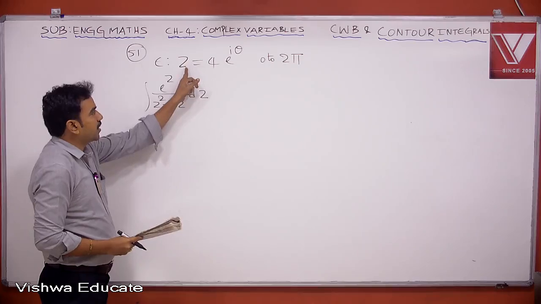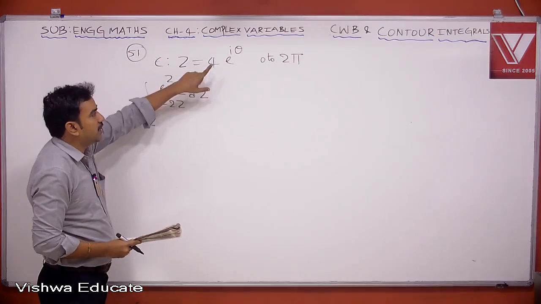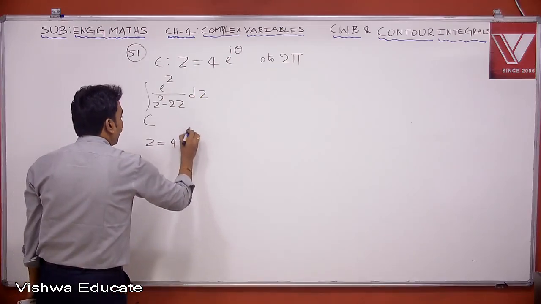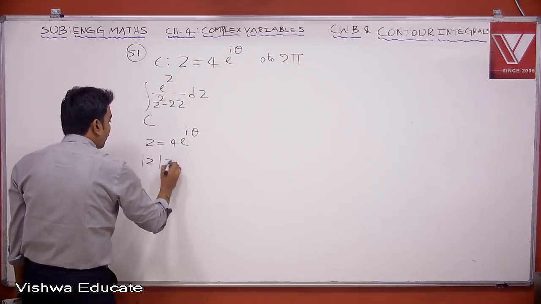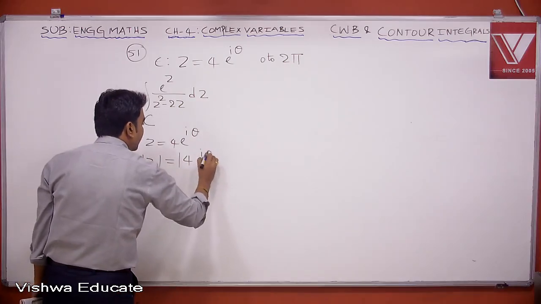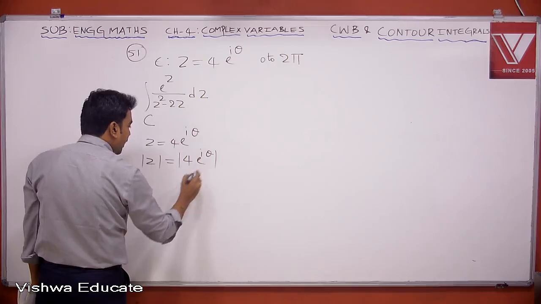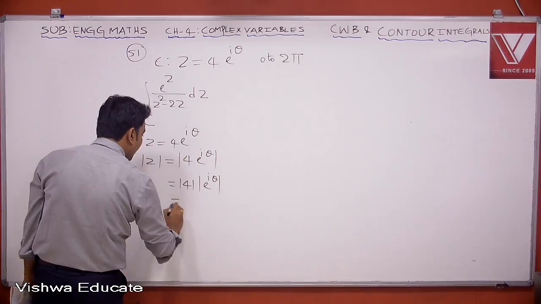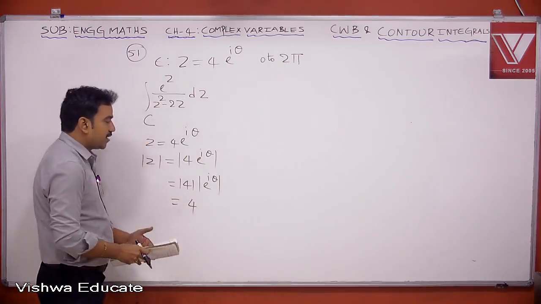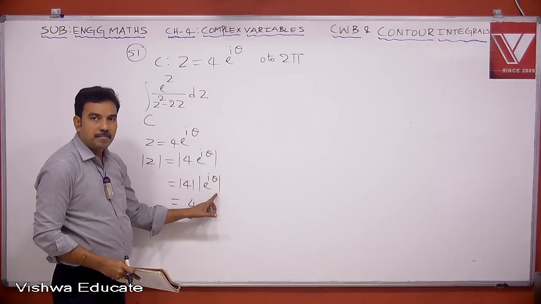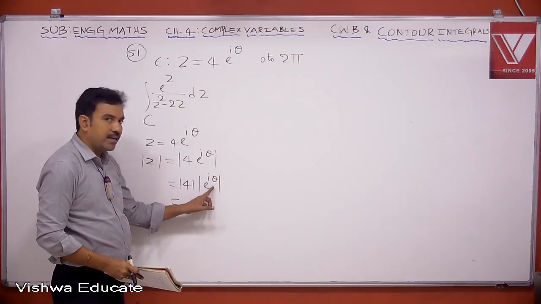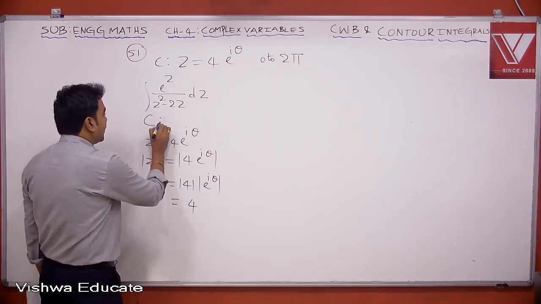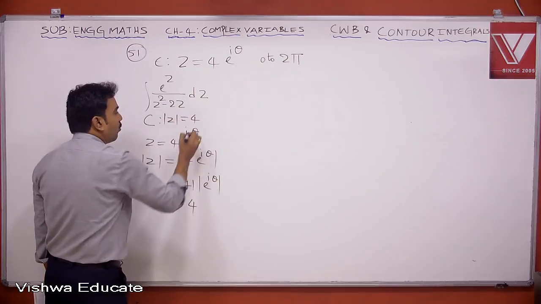Here C is a circle defined by z equal to 4 times e power i theta. So mod z equals the modulus of 4 times e power i theta. This is the modulus of z1 times z2, so mod 4 into the modulus of e power i theta. This is 4, because e power i theta is cos theta plus i sin theta, and its modulus is the square root of cos squared theta plus sin squared theta, which is 1. So mod z is 4. Therefore this circle C is the circle mod z equal to 4.